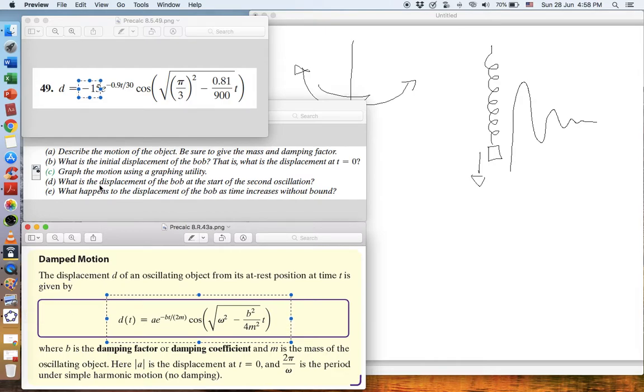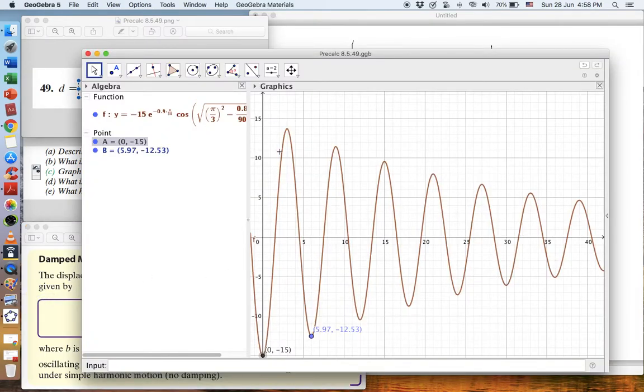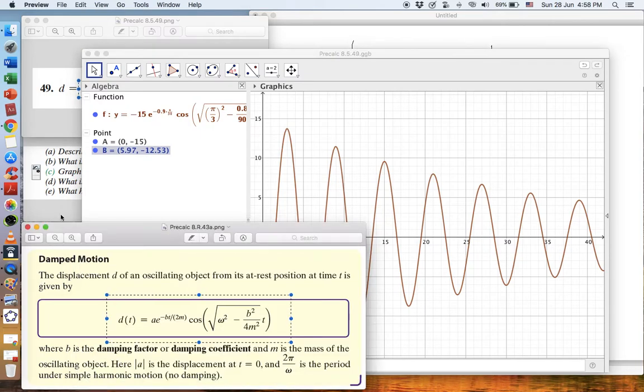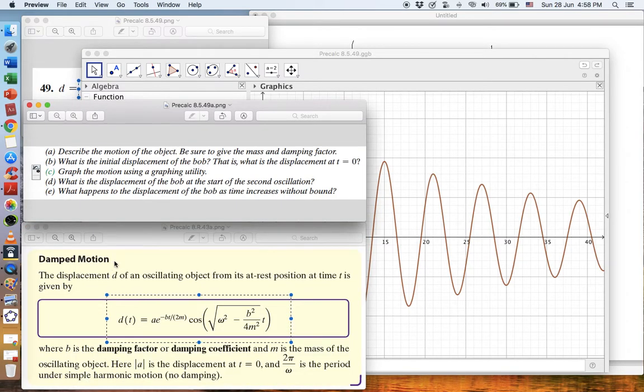Graph the motion. We've done that. What's the displacement at the start of the second oscillation? An oscillation is just one trough to trough, or peak to peak, depending on if we start up or down, start on the positive or negative. So we started on the negative, so the spring launched upwards and then came back downwards. So this is the start of the second oscillation. Each of these is an oscillation. And so we've got negative 12.53. We don't know what our units are there.